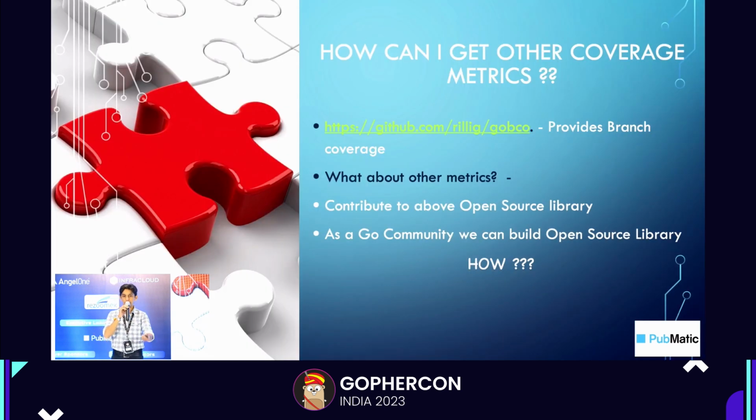To get these other coverage metrics, you can go and contribute to Go BCO as an open source library. Otherwise, I would suggest that we as the Go community all build this open source library, which can help us in the longer run to make our code production ready.